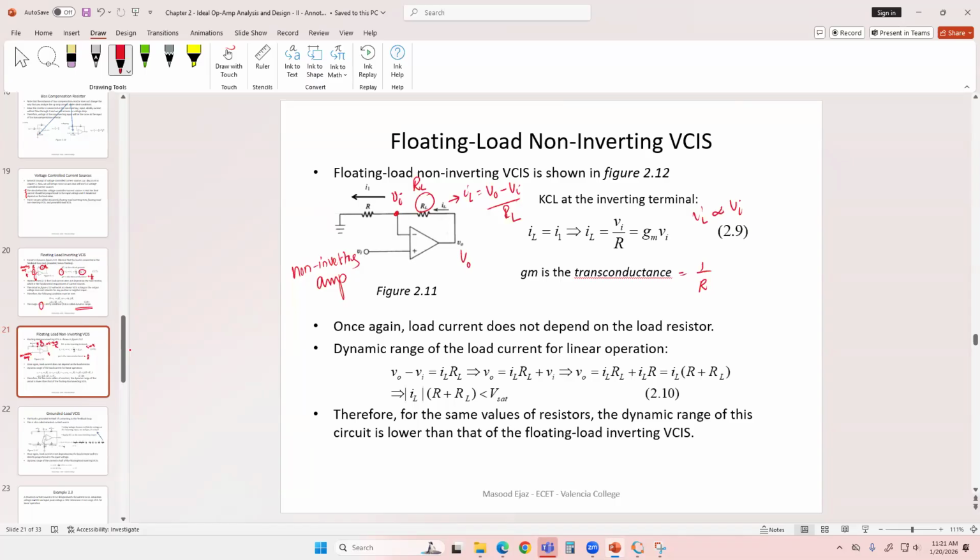Therefore, for the same values of resistor, the dynamic range of this circuit is lower than the floating load inverting VCIS. All right, why did I write down that statement? Who can explain it? The dynamic range of this circuit is smaller than the dynamic range of the circuit that we discussed previously, which was the floating load inverting VCIS. Why is that? You have an extra resistor, yeah. So the IL value must be smaller, because when you take the product of this, the IL value has to be lower in order to achieve the same saturation voltage. So for this circuit, the dynamic range of IL is going to be smaller than the dynamic range in the previous circuit.